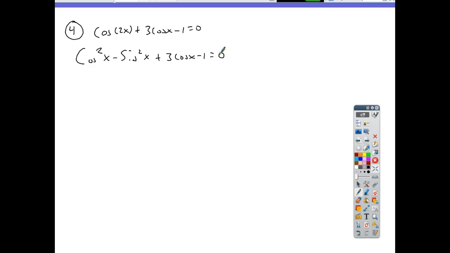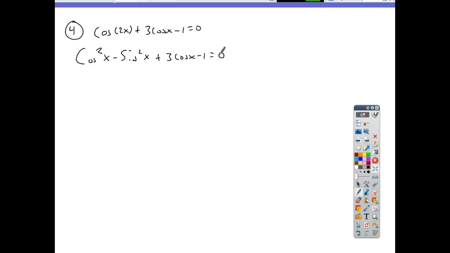Any more double angles or half angles? All right, next step. Change everything to sine and cosine. Done. All right, that's 2 things done. Do good algebra. Combine like terms. No, got nothing.